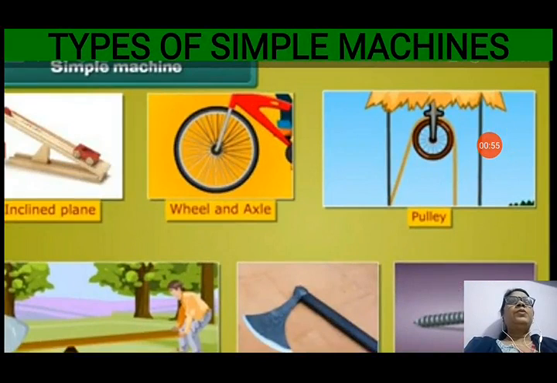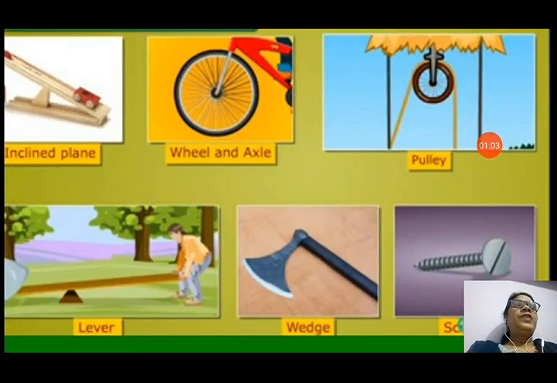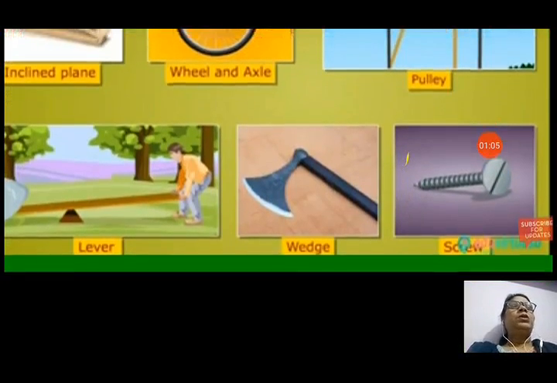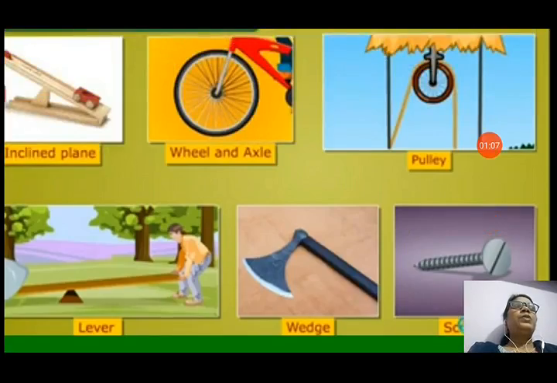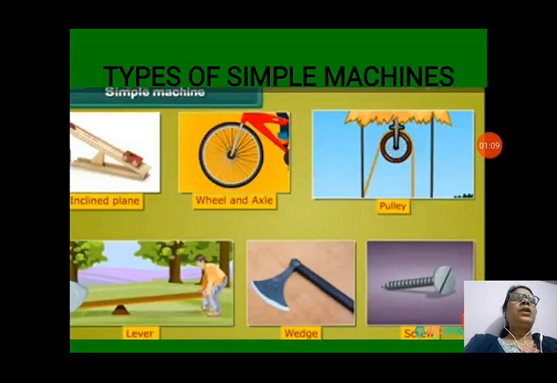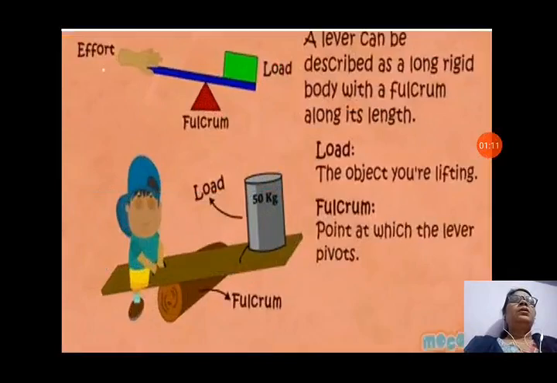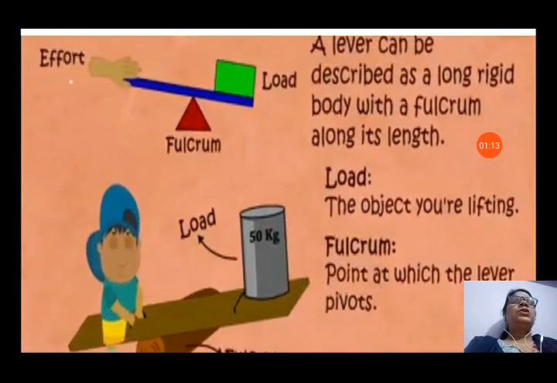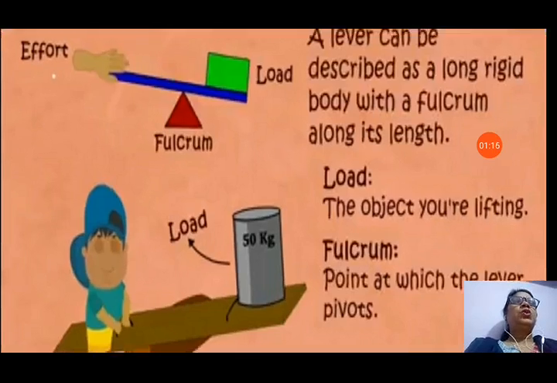So types of simple machine you can see in the picture also: inclined plane, wheel and axle, pulley, lever, base, and screw. These are all different types of simple machines that we use in our everyday life. Now let us see about the first simple machine, that is called lever.